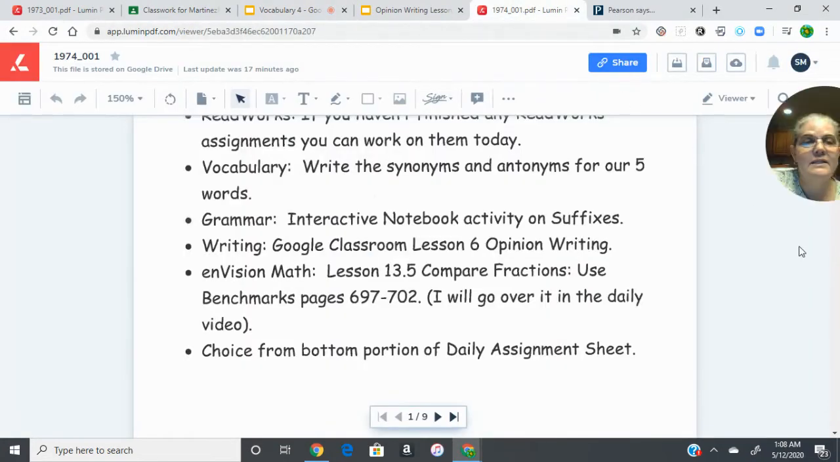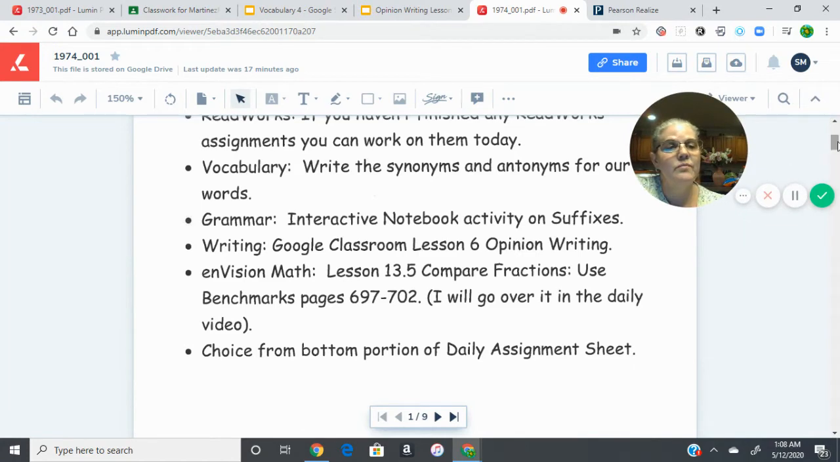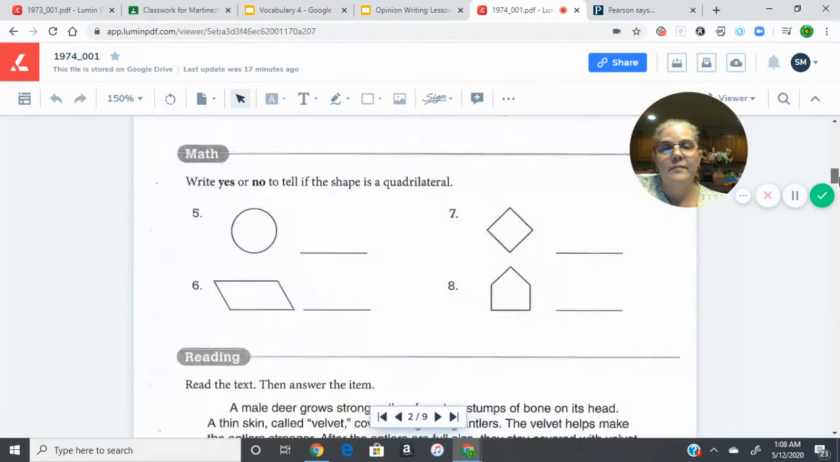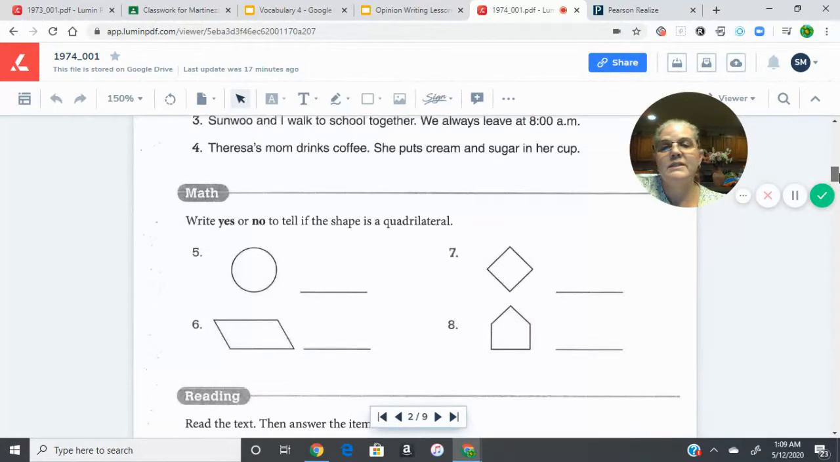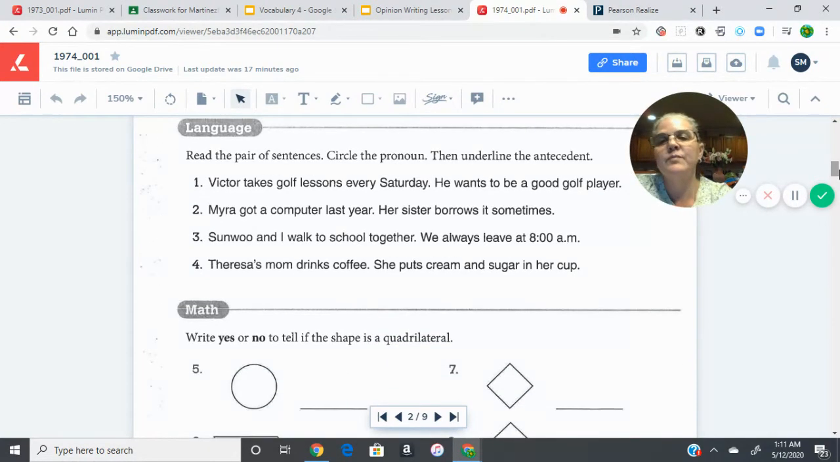All right, let's get back to today's lesson. We're going to slide down here and go to morning work, page 136. Okay, we are going to start on language. So it says read the pair of sentences. So if you'll look at each one, there's 2 sentences on each one. Read the pair of sentences, circle the pronoun, then underline the antecedent.